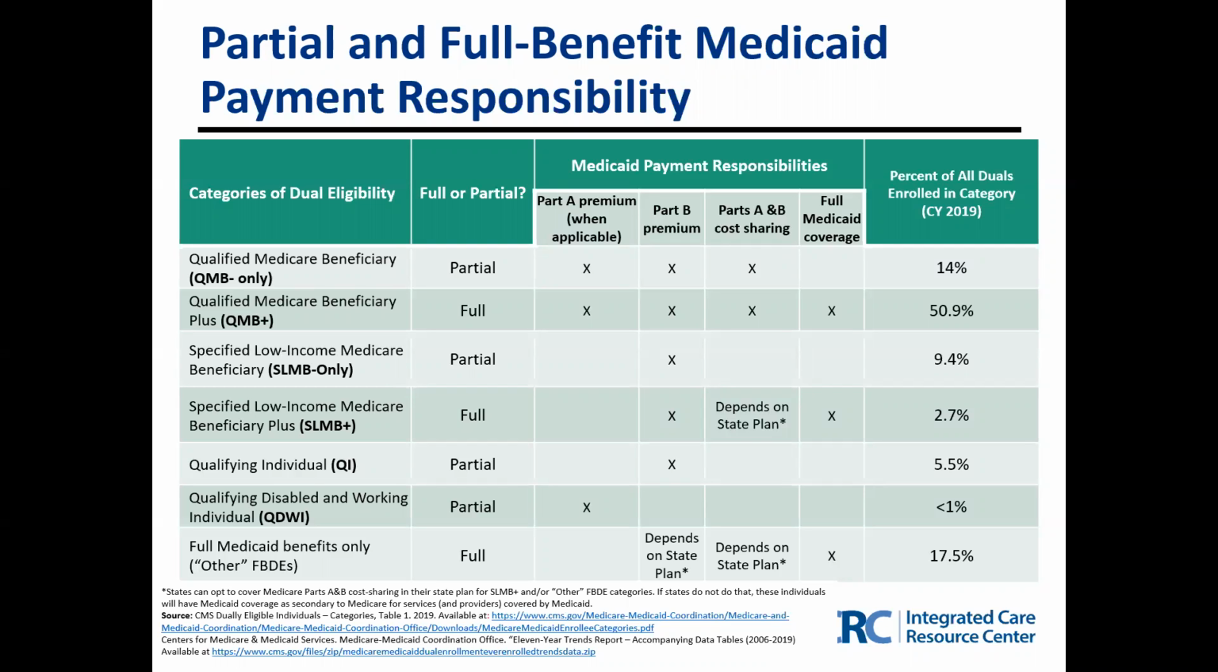This table shows, whether individuals are full or partial benefit, what Medicaid will pay in terms of Medicare premiums and cost sharing, and the percent of all dually eligible individuals enrolled in each category in 2019. As you can see in the second row of this table, a qualified Medicare beneficiary plus, also known as QMB plus, is the category that has the most coverage and makes up half of this population in the United States. Next slide, please.